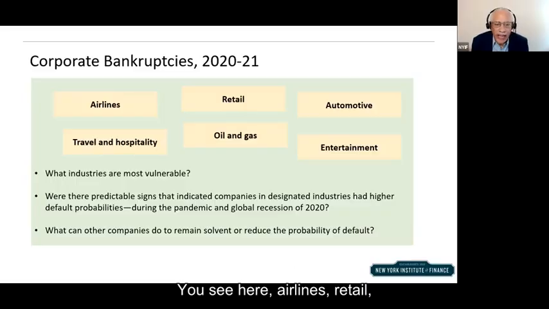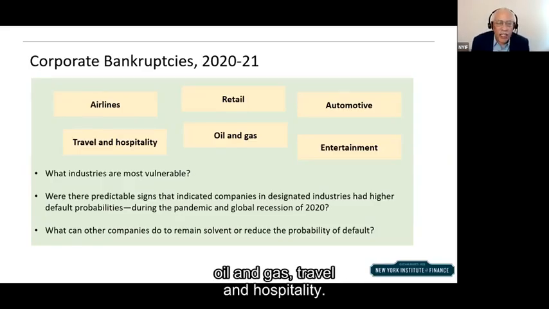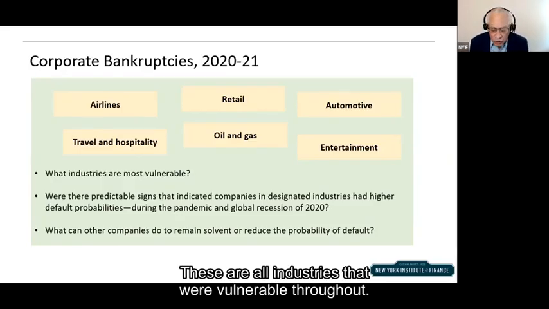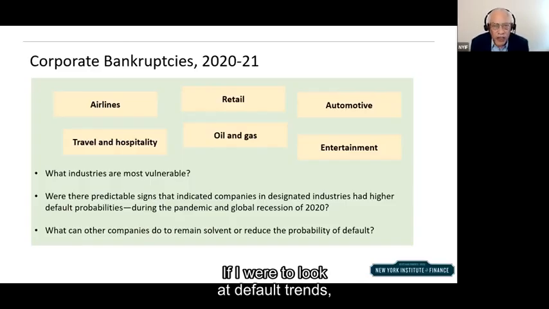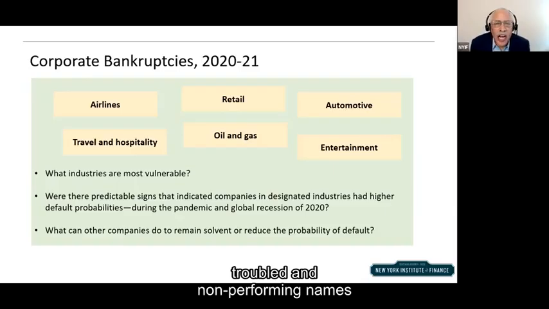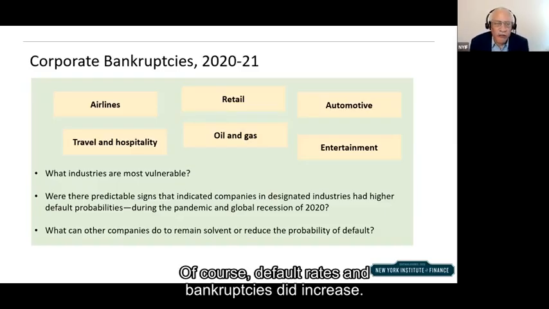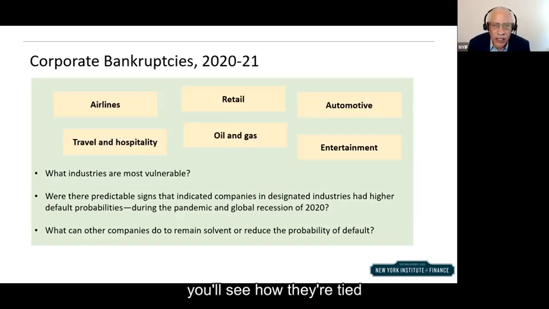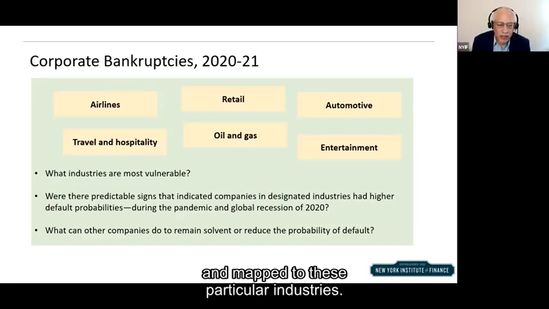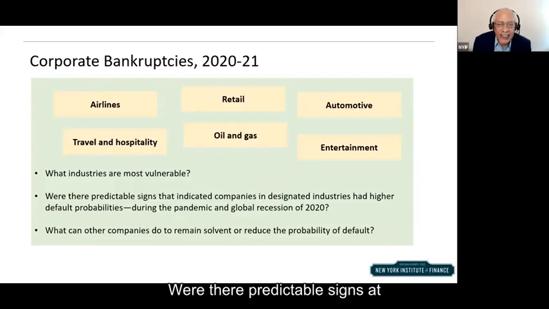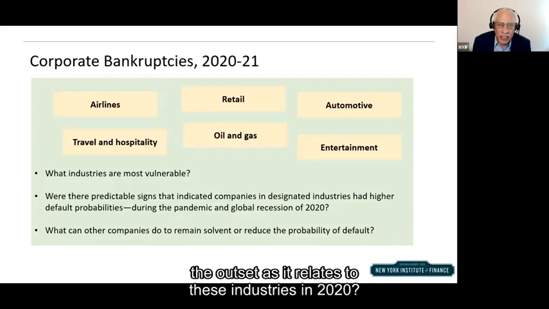So we can look at default rates by industry as it relates to 2020. You see here airlines, retail, automotive, entertainment, oil and gas, travel and hospitality. These are all industries that were vulnerable throughout. If I were to look at default trends, I would expect to see a large number of troubled and non-performing names in those respective industries throughout the year. And of course, default rates and bankruptcies did increase. As you'll see on an ensuing page, you'll see how they're tied and mapped to these particular industries.